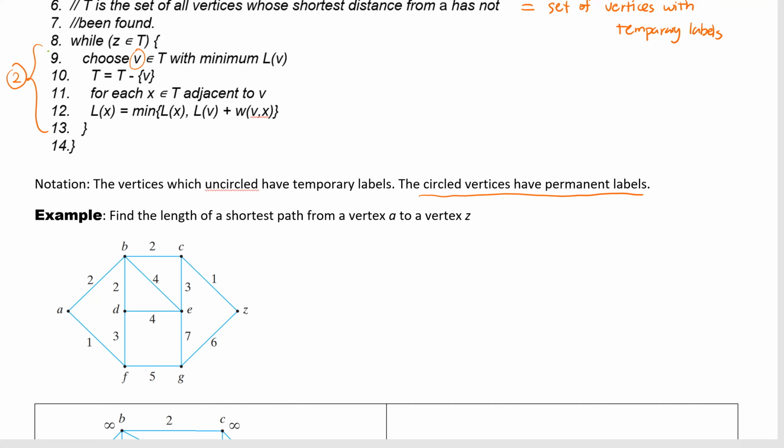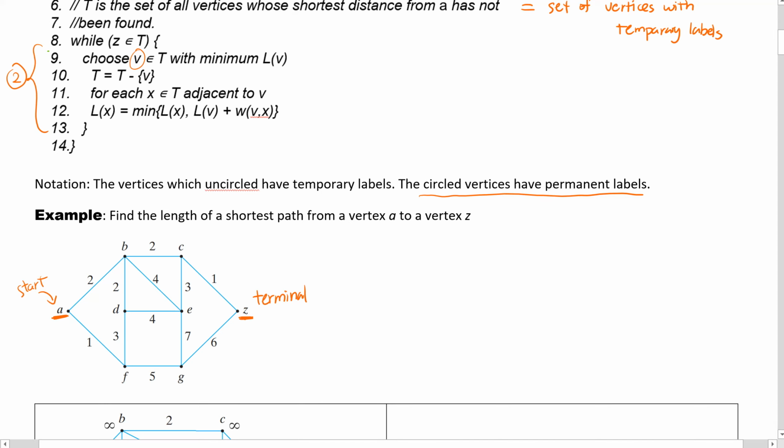Let's look at this example. We want to find the shortest path from a vertex A to a vertex Z. A is right here, and Z is right there. A is our starting point, and Z is our terminal vertex. So far, so good, everybody? Alright, so let's start.